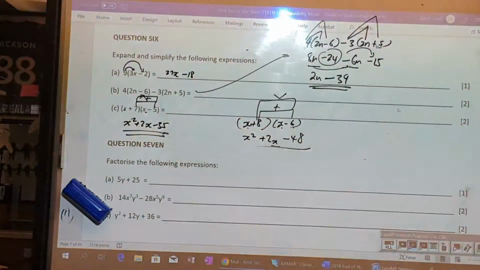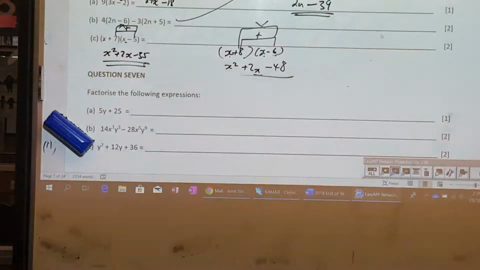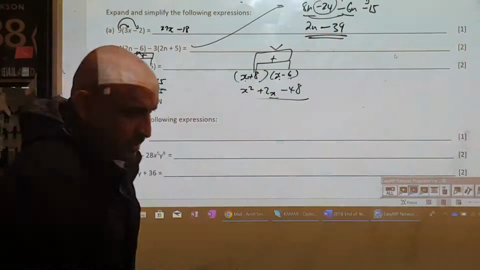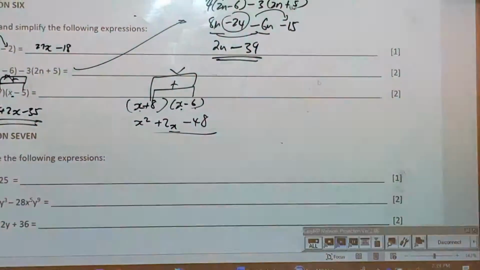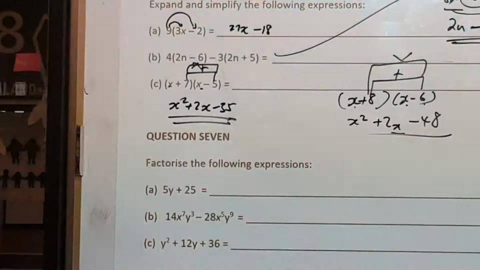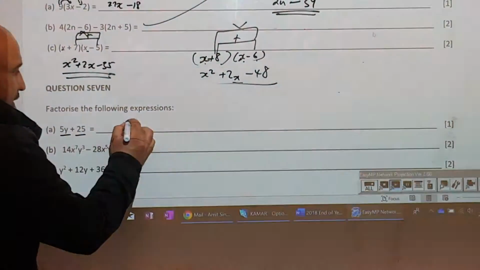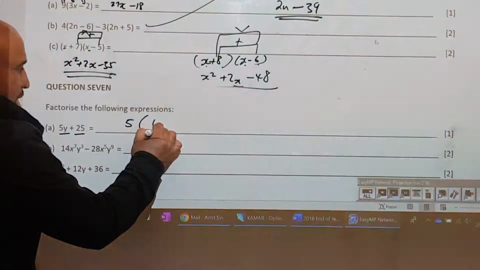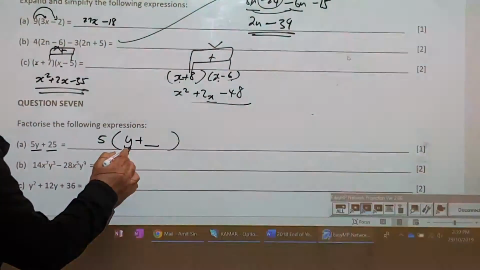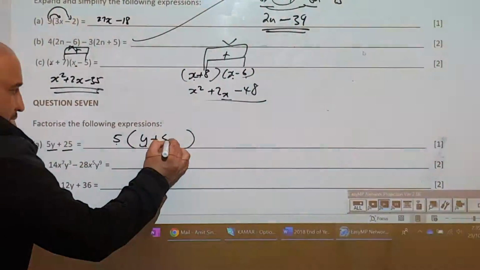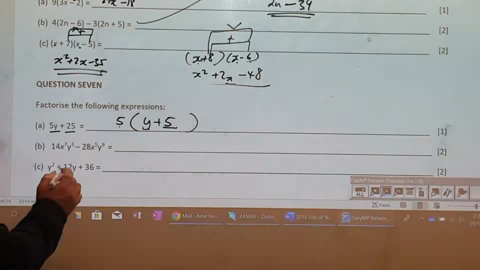Okay, so that's question number 6. Now the last part, question number 7, and I think this is the last portion of algebra. Factorize the following expressions. So how do you factorize? Look for the common factor. 5 is common here. 5 into y plus something. 5 times y, 5y. 5 times what will give you 25? 5.